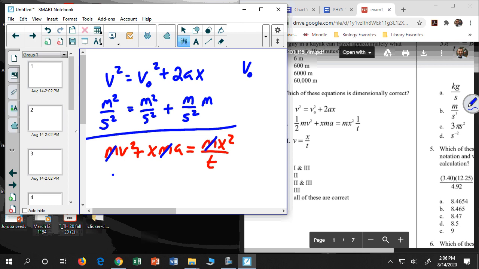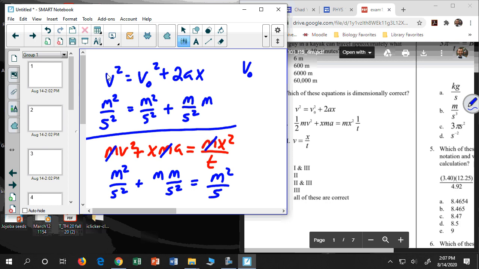V squared is meters squared per second squared plus meters per second squared. So far, correct so far? Yeah, so far we're okay. And then I have equals to meters squared, that's x squared, divided by second. And so now I run into a problem, right? That this is not a dimensionally correct equation.